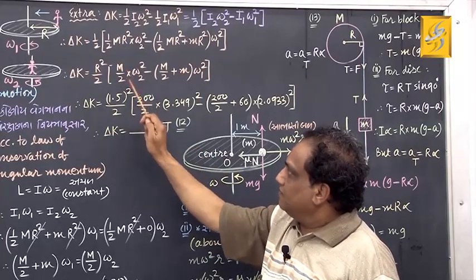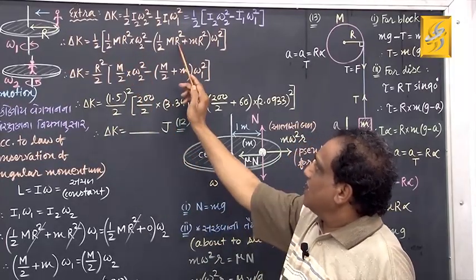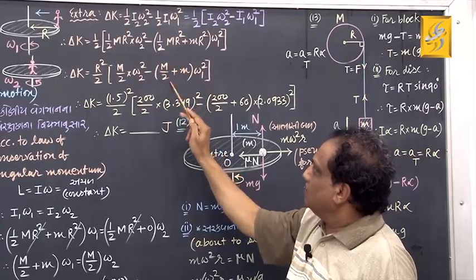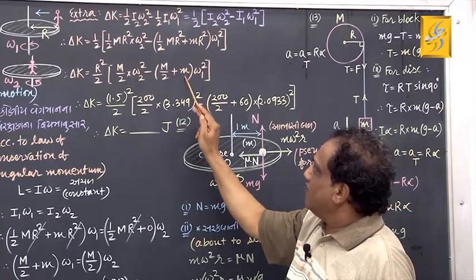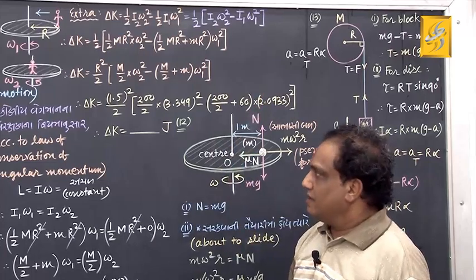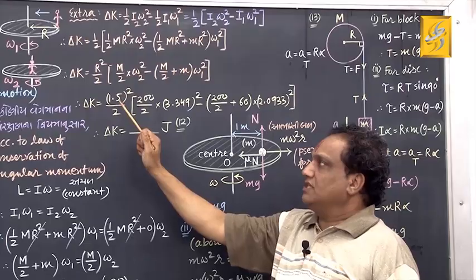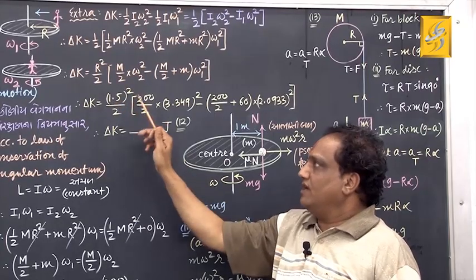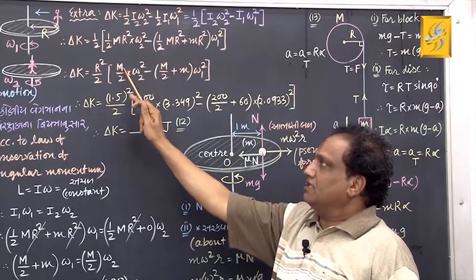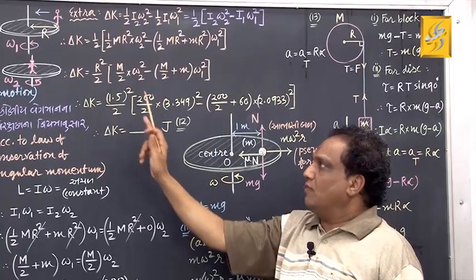What is left here? Capital M by 2 into omega 2 square. R square has gone out. Capital M by 2. Then small m into omega 1 square. Now just dictate me all the values. Radius of turntable, they have suggested to take 1.5 meter, square of it divided by 2. This is mass of turntable, 200 kilogram, upon 2.